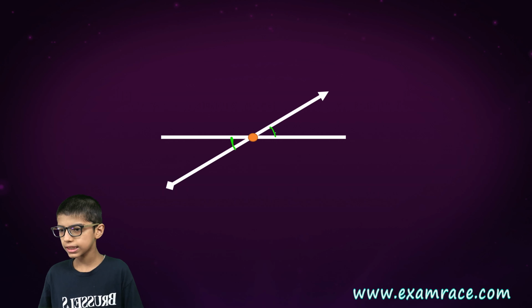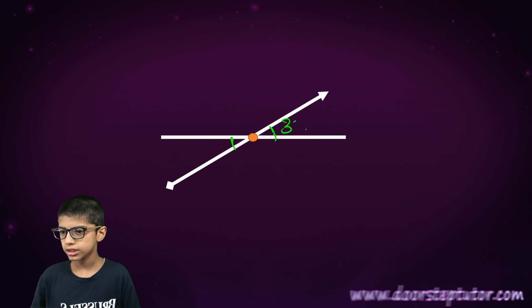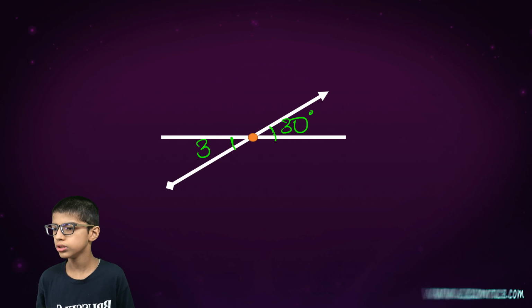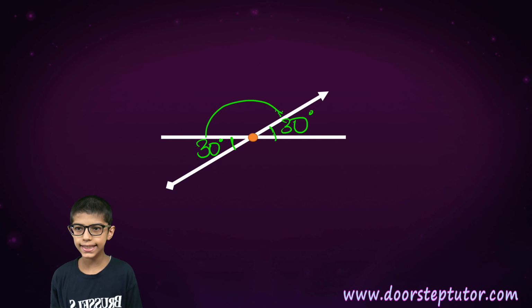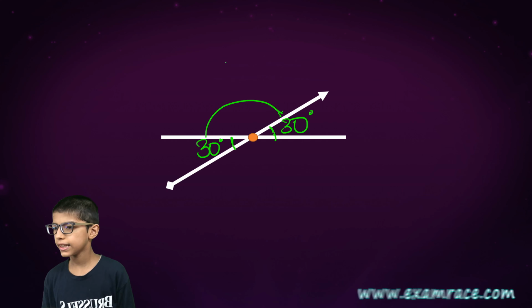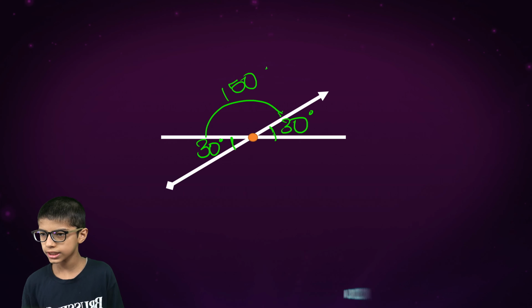Here, this is again 30 degrees, 30 degrees and here also 30 degrees. So, this would be how many degrees? Yes, it would be 150 degrees.